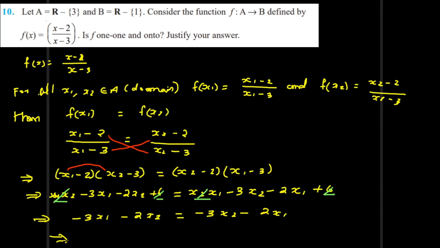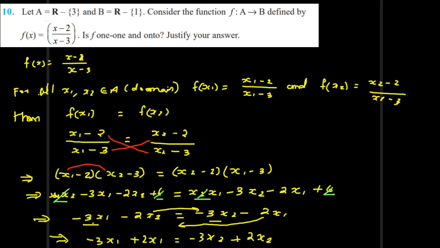This implies, so you keep x1 on one side and x2 on the other side. So the x1 you keep here and the x2 you keep here. This minus 2x2 you take this side, and this minus 2x1 you take this side. So minus 3x1 plus 2x1 equal to, this you keep here, minus 3x2, plus 2x2. Okay, and we can simplify that.